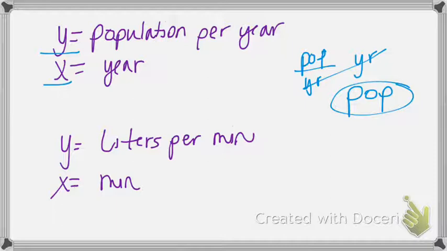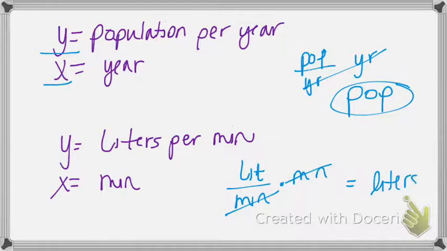On the next one, maybe we're talking about how fast a tank is filling up, and our y values represent liters per minute, and our x values represent minutes. Well, if I have liters per minute times minutes, I end up with liters.